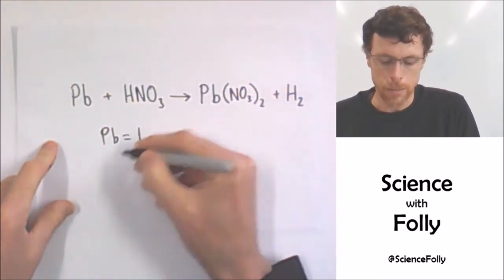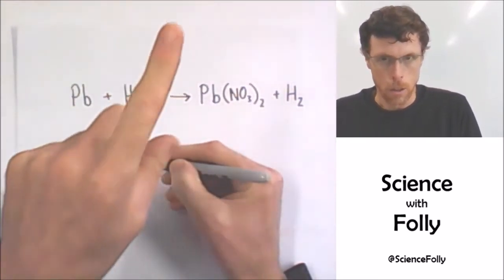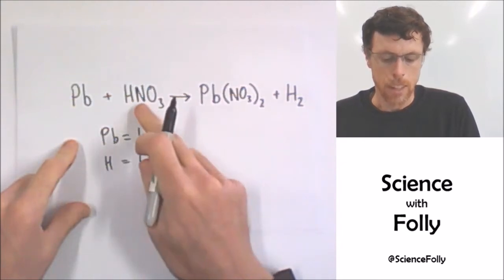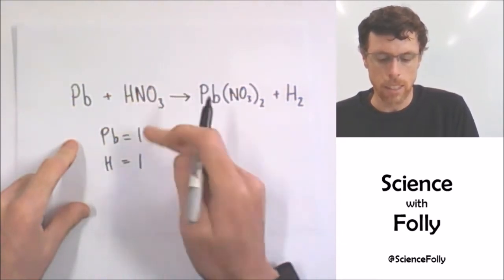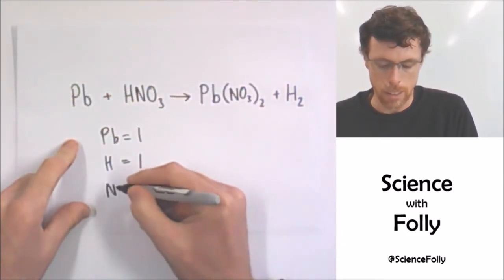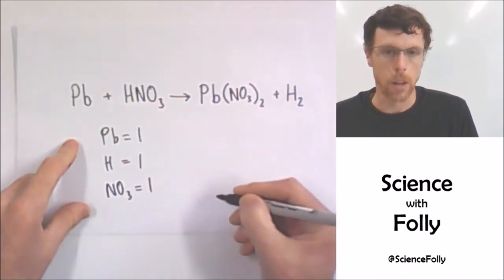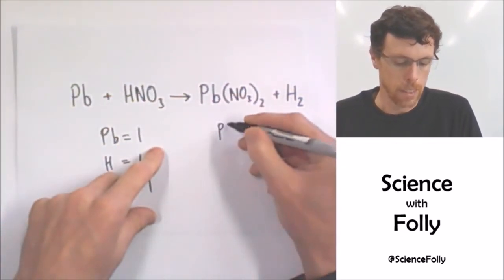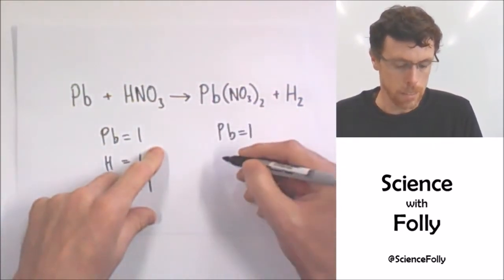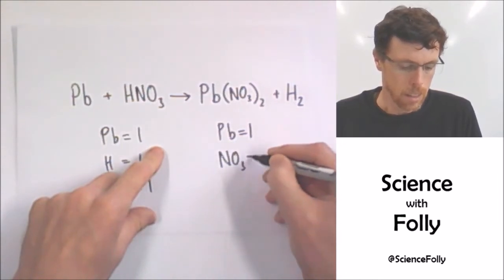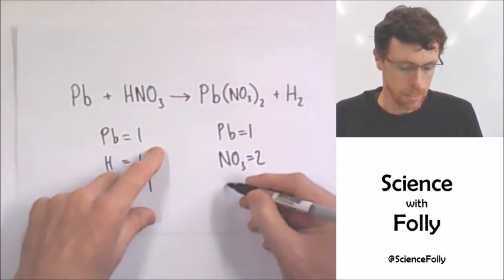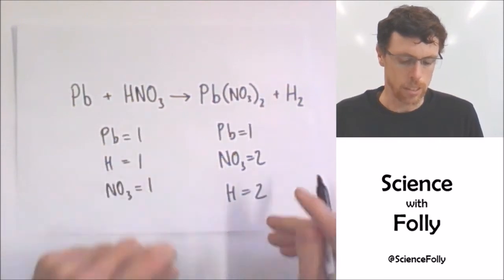We've got one lead, one hydrogen, and let's keep this ion together, this nitrate ion, NO3. We've got one of those. Over here, one of these, two NO3s, and two H's.